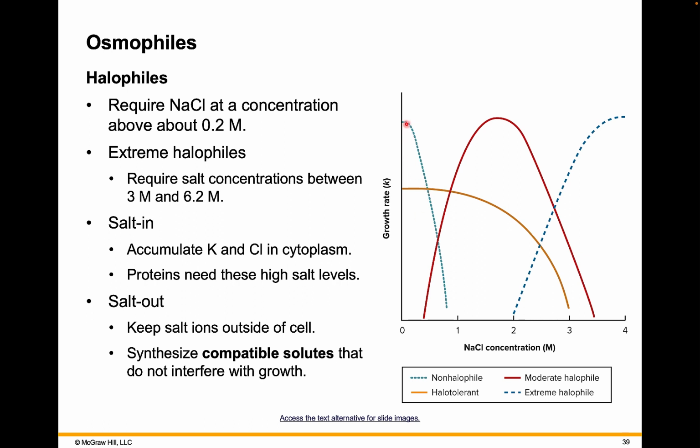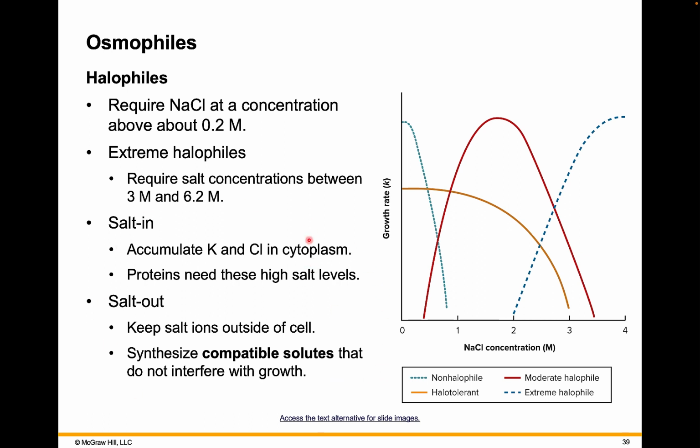So here you can see that this is a non-halophile. By close to 1 molar sodium chloride concentration, they will die. Whereas the moderate halophiles grow at 0.5 molar to about 3.5, halotolerant organisms can tolerate up to 3 molar, whereas the extreme halophiles have optimum growth from 3 molar to in excess of 6.2 molar. So this is the sodium chloride concentration.